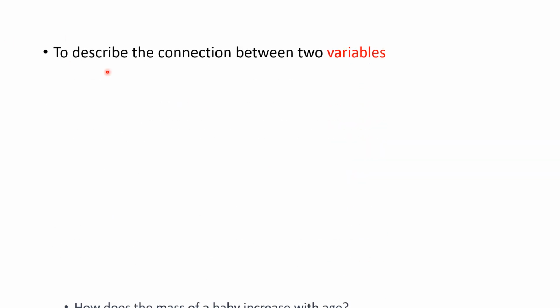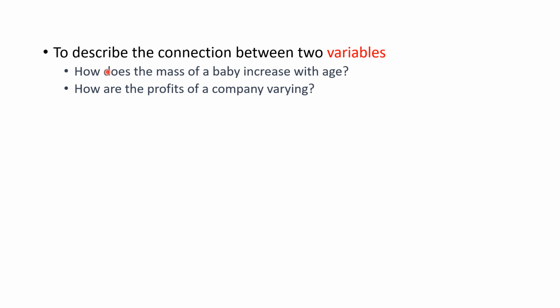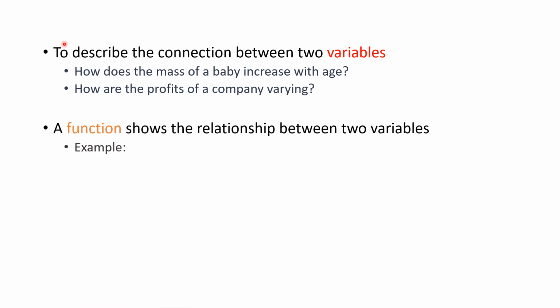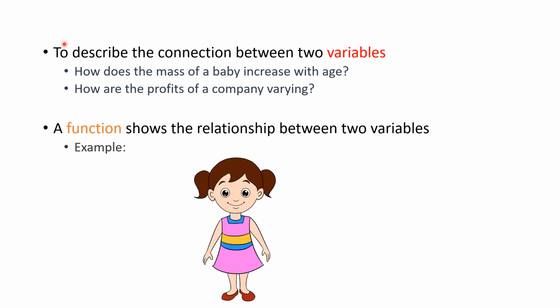So graphs are used to describe the connection between two variables. For example, what is the connection between the mass of a baby and its age? And what's the connection between the profits of a company, and how does it vary? Now let's look at an example of a function that shows the relationship between two variables.